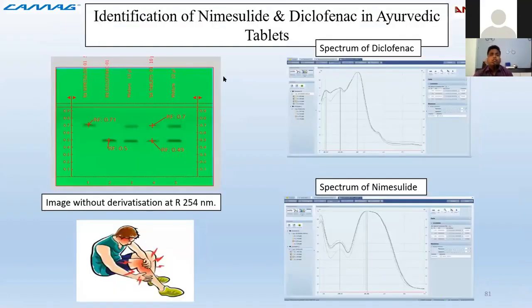Then identification of nimesulide and diclofenac in Ayurvedic tablets. As we know, nimesulide and diclofenac are synthetic APIs, which should not be present in the Ayurvedic tablet, but sometimes they are added in the Ayurvedic tablets to give fast results. If that is present in the Ayurvedic tablets, this is not permissible. So you can see that we can do identification of these APIs by using the HPTLC.